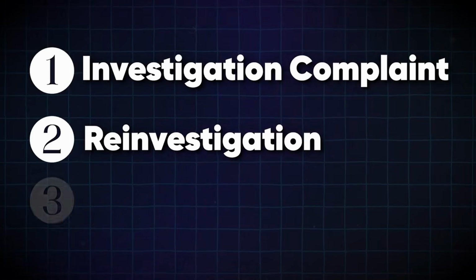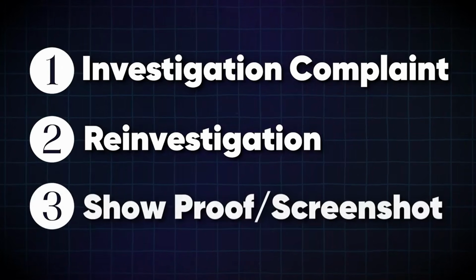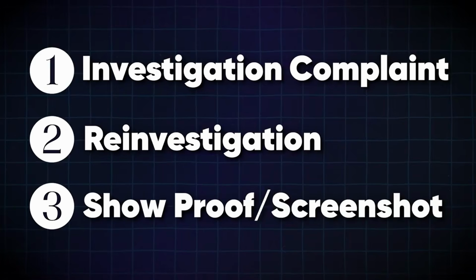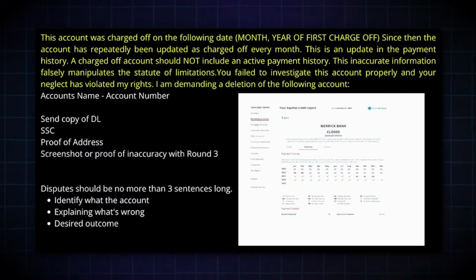Now, step number 3, that's what we're currently on right now. That's when we're going to get our screenshot and we're going to send some verbiage like this. Now, the account was charged off on the following date. You can put the month, you could put the year. Since then, the account has repeatedly been updated as charged off every single month. This is an update in payment history.